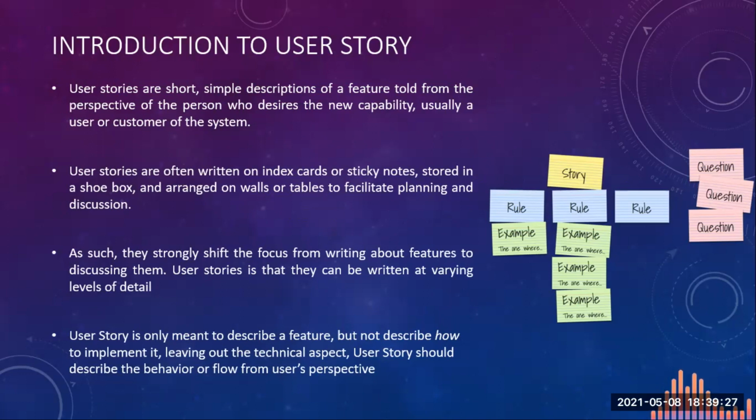User stories can be written at varying level of detail. A user story is only meant to describe a feature, but not describe how to implement it, leaving out the technical aspect. User stories should describe the behavior or flow from user's perspective.